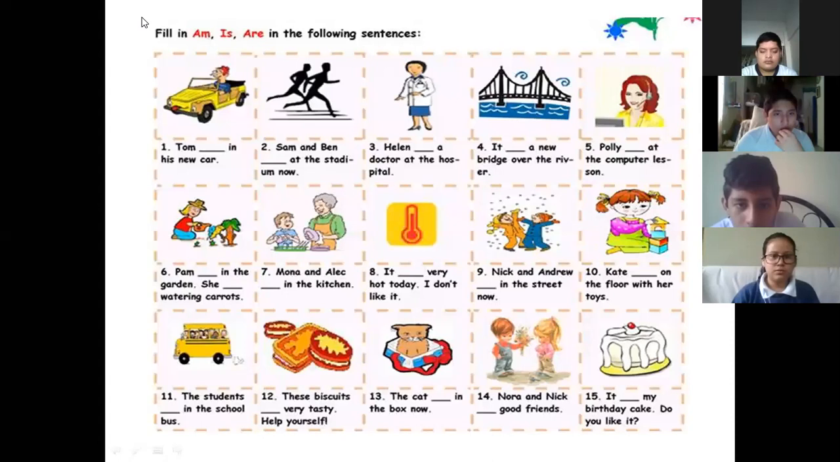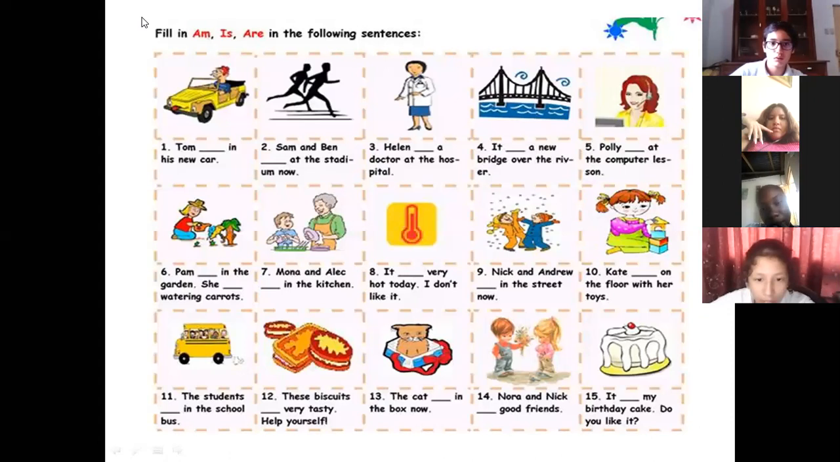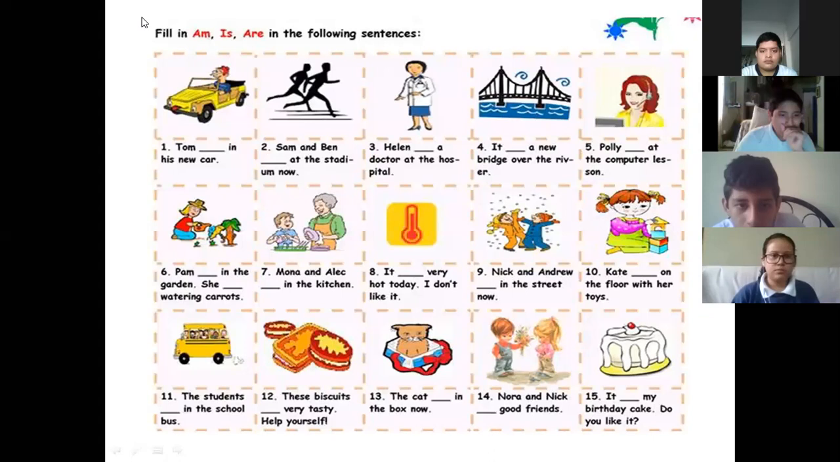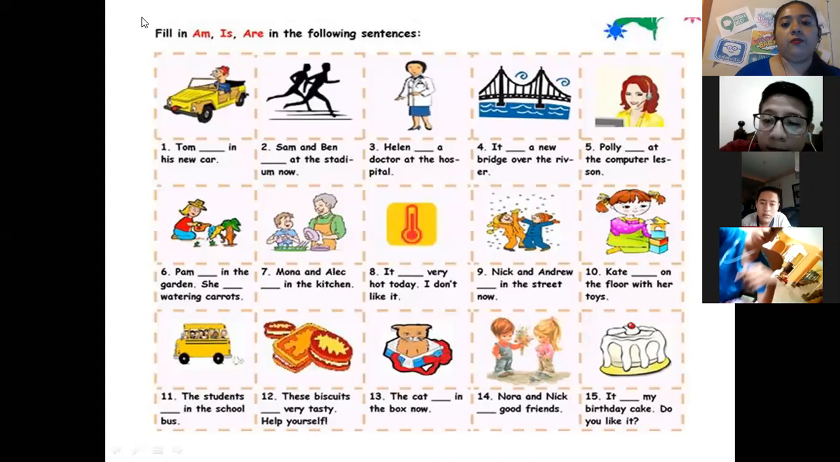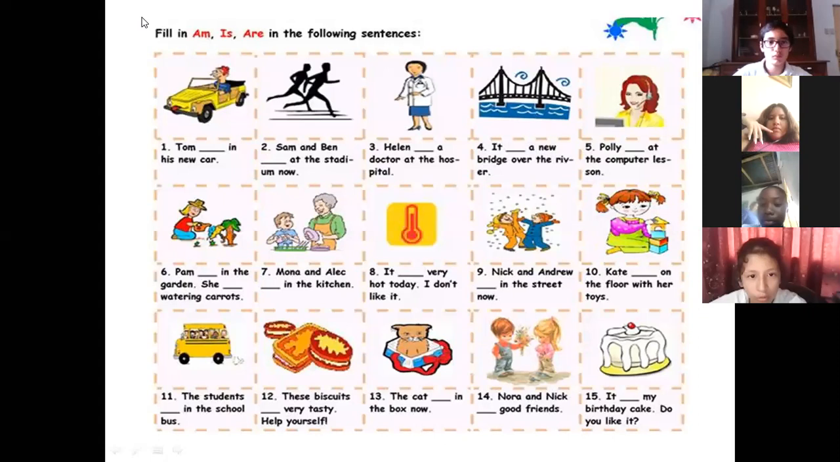Manuel Pillay, hello, Manuel. Number four. It is Annette bridge over the river. Thank you. The next, hello, Milka. Hi, Milka. Hello, Milka. Number five, you complete, please.